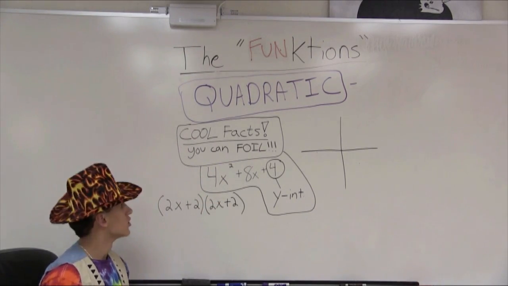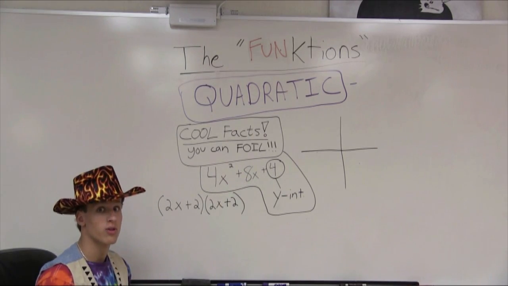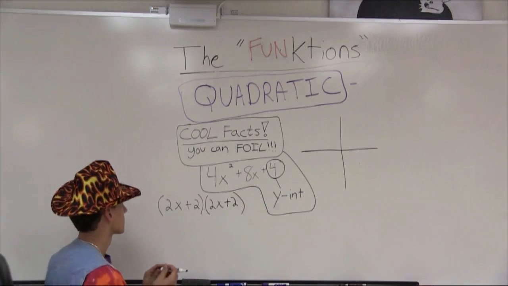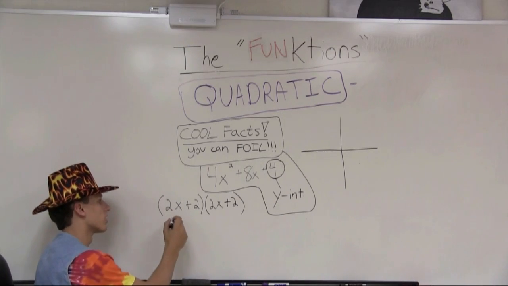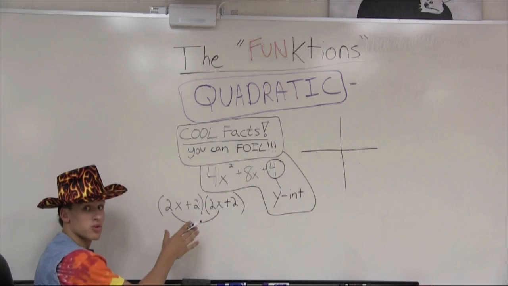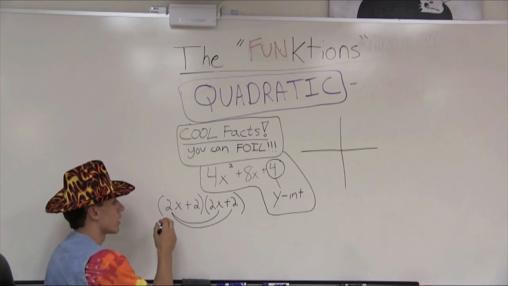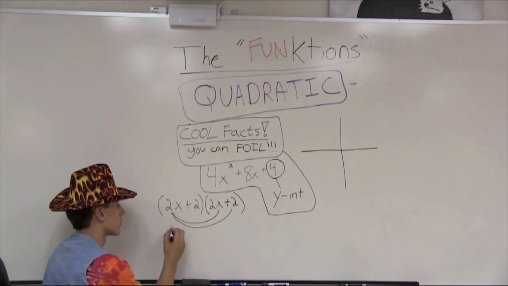Fun fact, you can actually FOIL a quadratic function. And I will show you how to FOIL right now. This is how you FOIL a quadratic function. You get two things in parentheses right here. You take this one, you bring it over here. Then you don't only multiply by the other 2x, but you also multiply it with the other number. So you get 2x times 2x and 2x times 2.